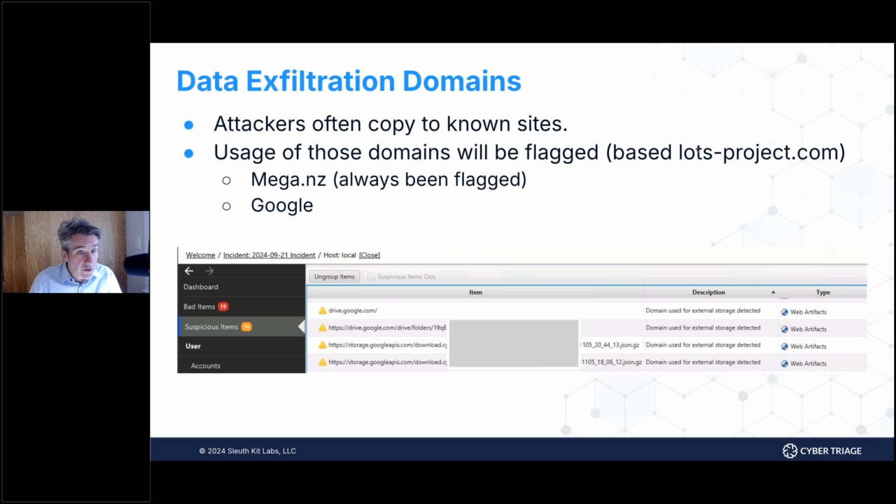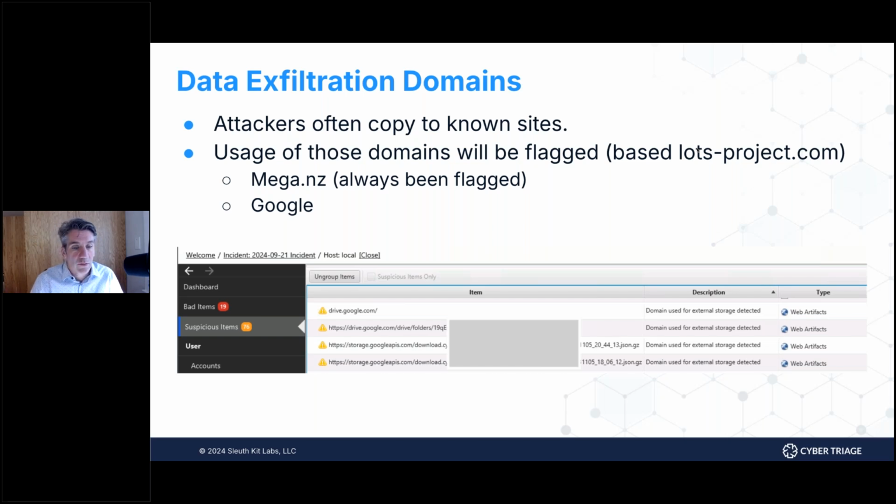So here are some examples, like Mega NZ, which we've always flagged. That's always had nefarious reasons, so we've always flagged that one regardless. But there's a bunch of other ones that will now flag, like Google, right? Because Google can be used to exfil data. You can use Google Drive, Google Storage, etc., for these things. So we're now going to be flagging use of some of these storage sites because that could have been used by an attacker to get data off of that system.